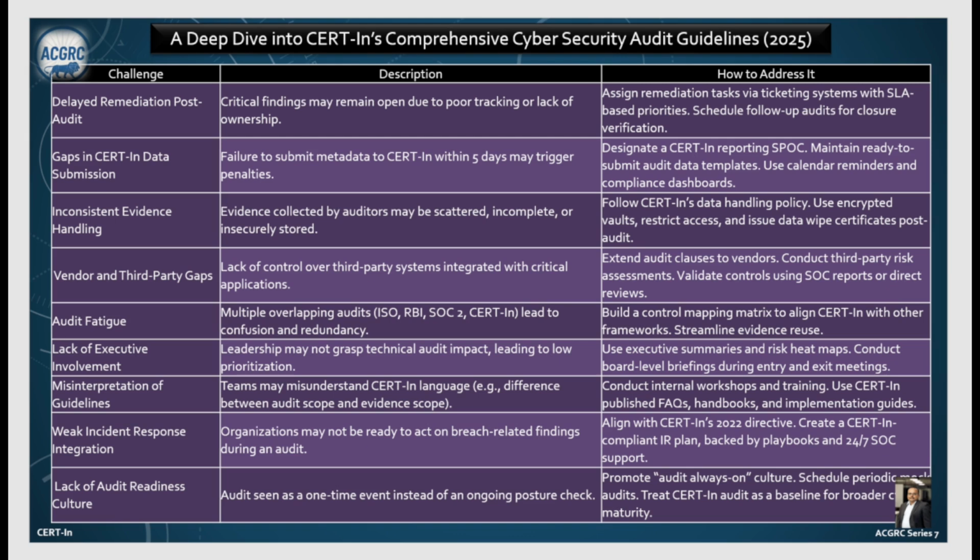The next challenge is organizations may not be ready to act on breach related findings during an incident. This is a case of having a weak incident response integration. To address this, you can align with the CERT-In's 2022 directives. You can create a CERT-In compliant IR system, which is an incident response plan, backed by the playbook and 24/7 SOC support.